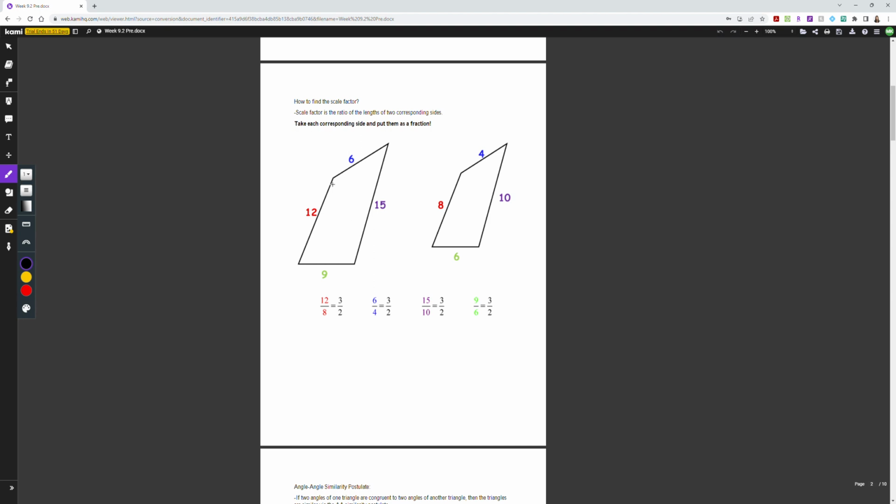Now we're going to do it for all of the sides to make sure that they have the same ratio, because if they have the same ratio, then they are similar. But if they don't have the same ratio, they don't have the same scale factor, that means they are not similar. So let's look. 6 over 4 is again 3 over 2. 15 over 10, 3 over 2. 9 over 6, 3 over 2. Because all of their scale factors are the same, that's why we know that this shape is similar.